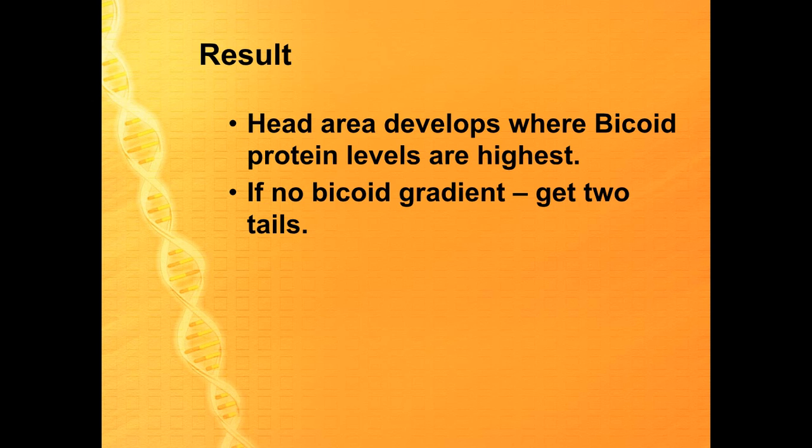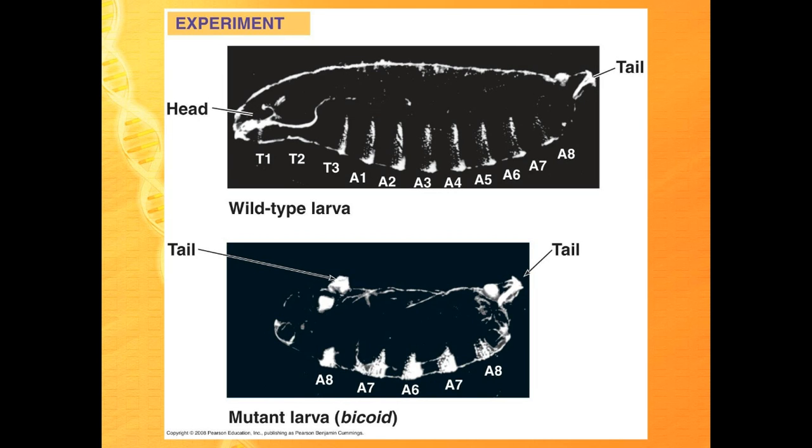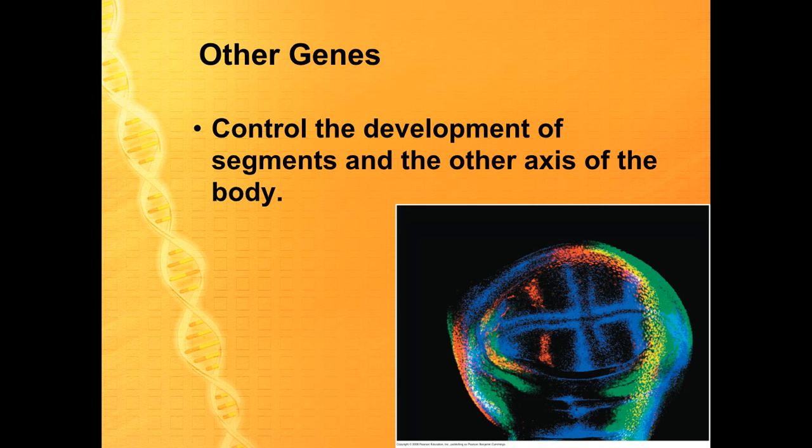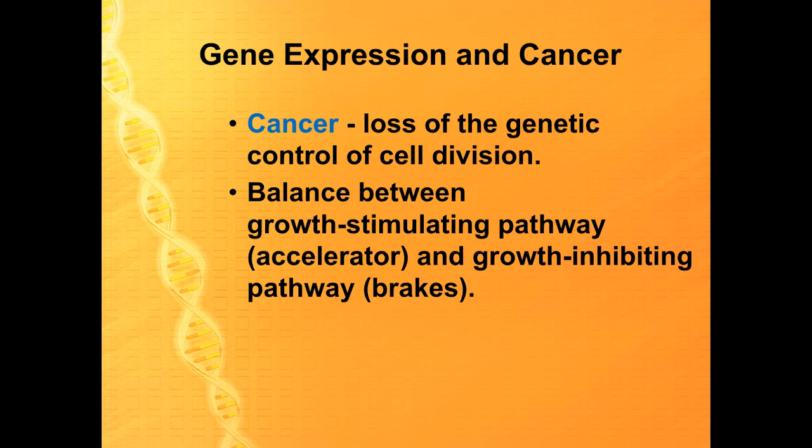If there is no Bicoid gradient, you can get two tails. So if you artificially inject Bicoid into what should be the tail region, that can cause the larva to be born, for lack of a better term, with two tails. And that's what you saw here, tail and tail, where it's been mutated. So there certainly are other genes that control the development of different axes and different segments of the body. I just focused on those two because those are the two that tend to be tested most frequently.